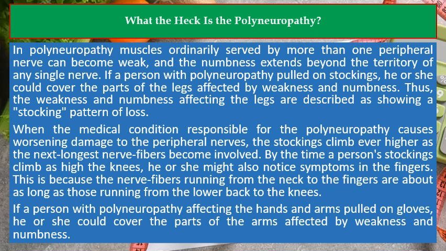If a person with polyneuropathy pulled on stockings, he or she could cover the parts of the legs affected by weakness and numbness. Thus, the weakness and numbness affecting the legs are described as showing a stocking pattern of loss. When the medical condition responsible for the polyneuropathy causes worsening damage to the peripheral nerves, the stockings climb ever higher as the next longest nerve fibers become involved.